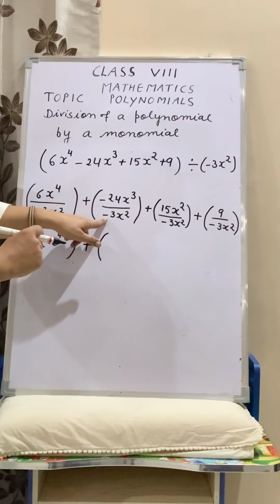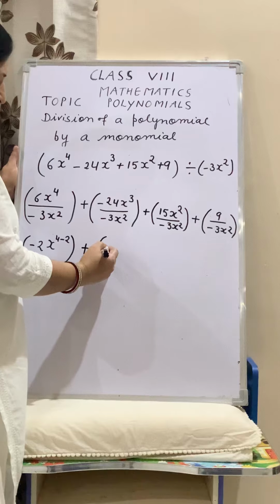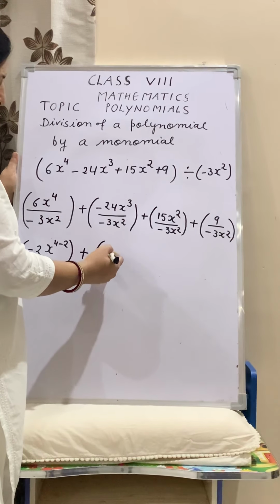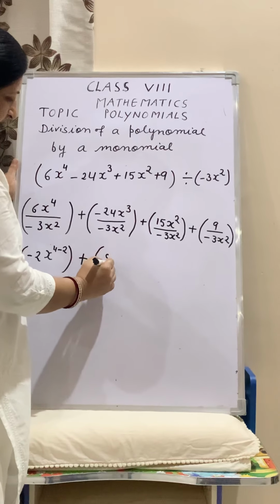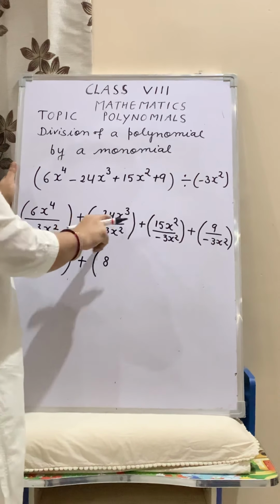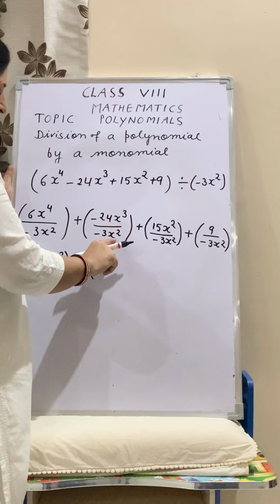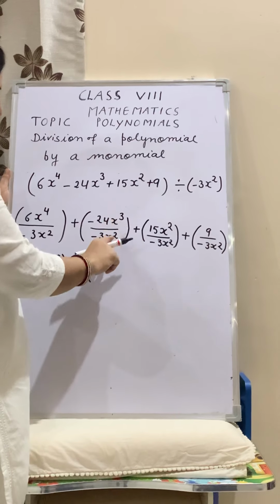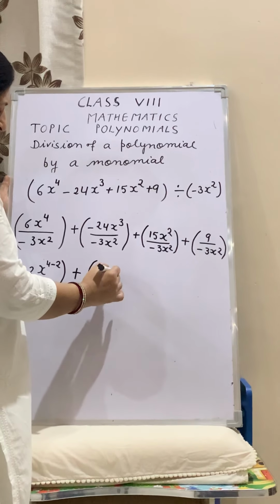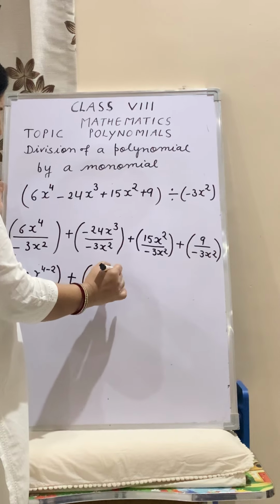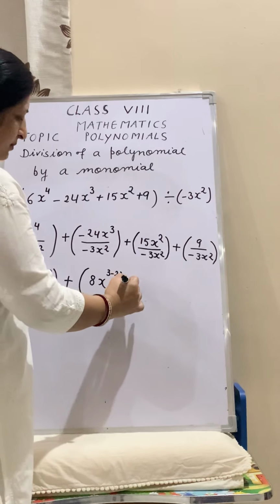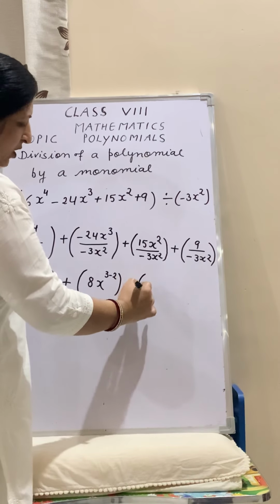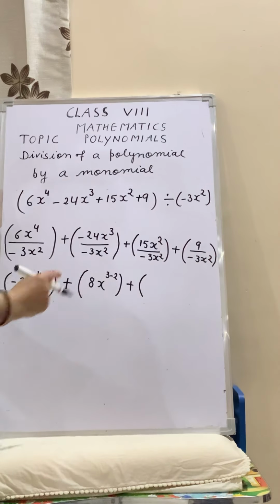Minus divided by minus, the answer will be positive. We will now write a positive sign. 24 divided by 3, it is 8. X raised to power 3 divided by x raised to power 2, the power will be subtracted. X raised to power 3 minus 2, plus. Now we will solve the third term.